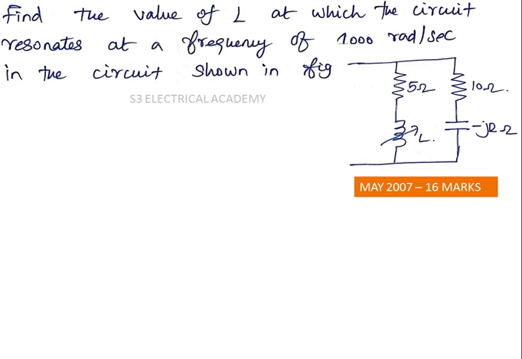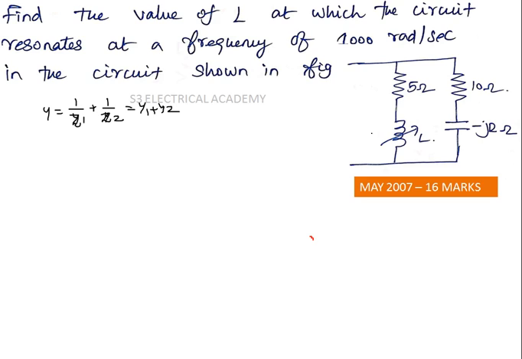Question number one: find the value of L at which the circuit resonates at a frequency of 1000 radians per second in the circuit shown in the figure. This question was asked in May 2007 for 16 marks. If these types of problems are asked, you simply find the admittance of the circuit. The total admittance is equal to the admittance of the first leg plus the admittance of the second leg, that is 1 by impedance plus 1 by impedance, which is Y1 plus Y2.